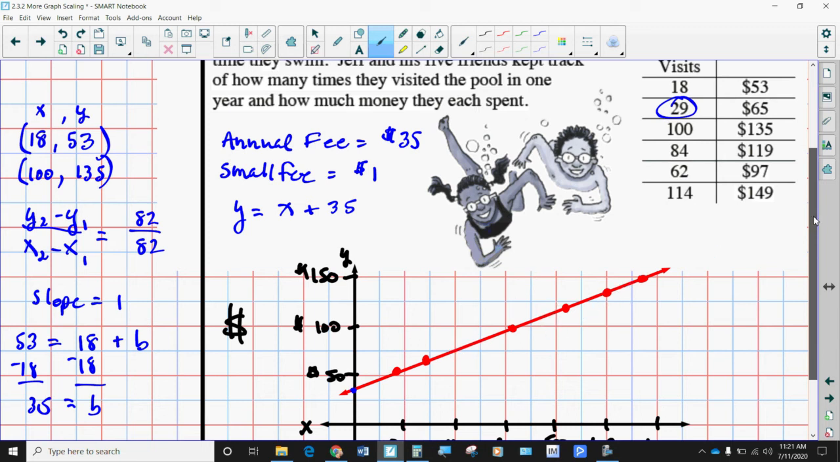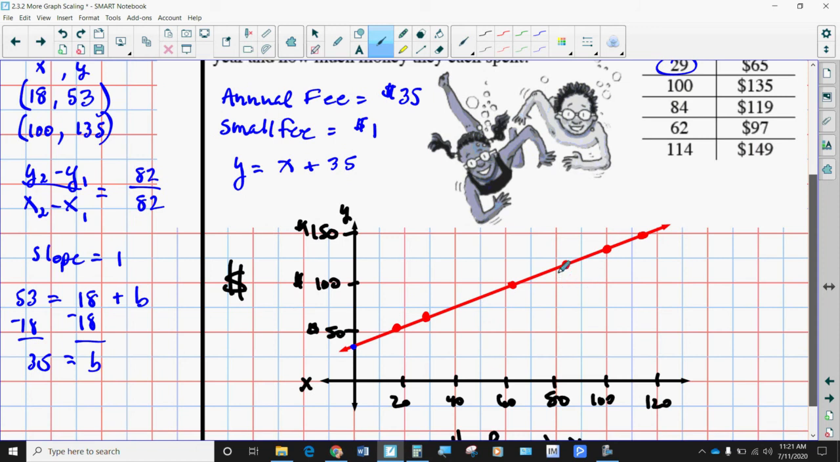Okay, so now you can predict if you go 40 times, you would expect to pay $75. Let's see if that works. What is 40 plus 35? That is absolutely $75. Okay, so this is where you're going to be going. This stuff right here, after you've mastered what we did today of graphing.